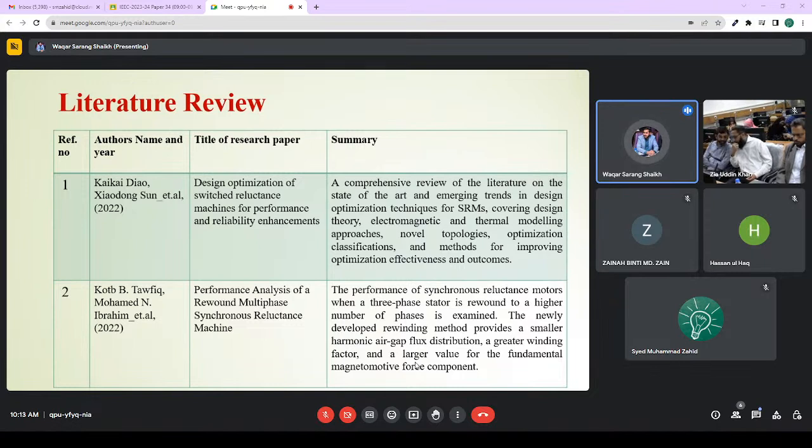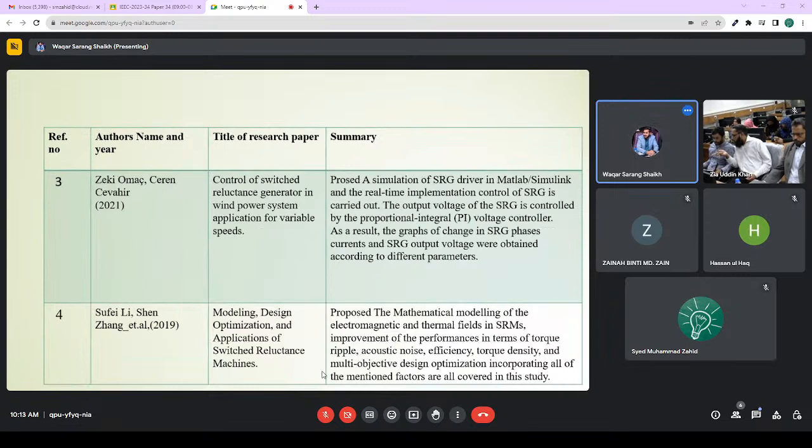Number two is performance analysis of rewound multiphase switch reluctance machine. The performance of switch reluctance motors when a three-phase stator is rewound to a higher number of phases is examined. The newly developed rewinding method provides a similar harmonic air gap flux distribution, a greater winding factor, and a large value for the fundamental magnetic force component.